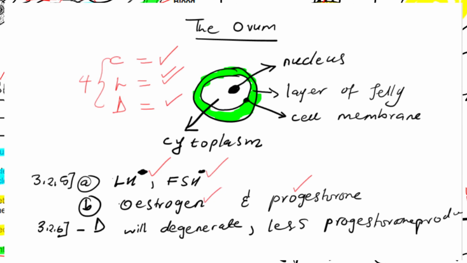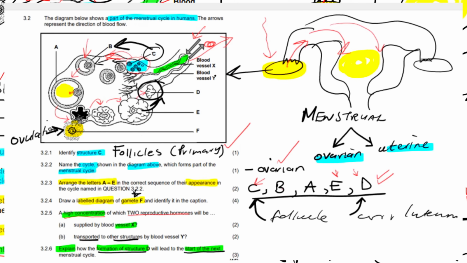So when it is being destroyed, or when it is degenerating, then it will do what? It will definitely secrete less progesterone, and when it secretes less progesterone, then now the concentration of FSH will increase. So you can say that FSH will increase. Why do I have to say this statement? Because remember, for the menstrual cycle to start, that is for this primary follicle C to grow bigger and bigger, you need follicle stimulating hormone, FSH, from the pituitary gland.